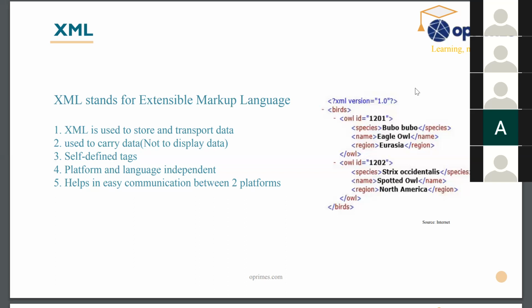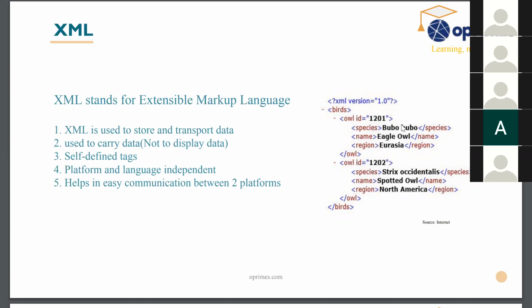However, this is the typical hierarchical structure. Before starting with the XML, we will be declaring the first thing, the XML version we are using. Then we will be defining the root element. Root element is nothing but the parent, which we are referring to here as birds. Inside the parent, we have two children: an owl child with ID number 1201 and an owl child with ID number 1202.